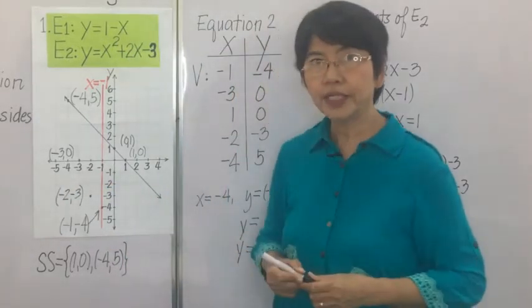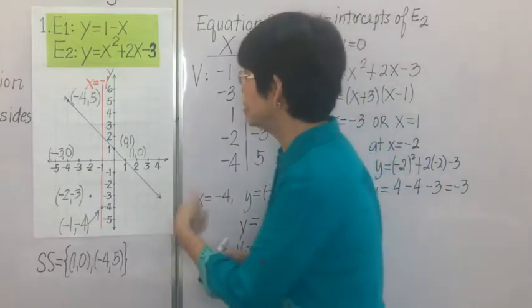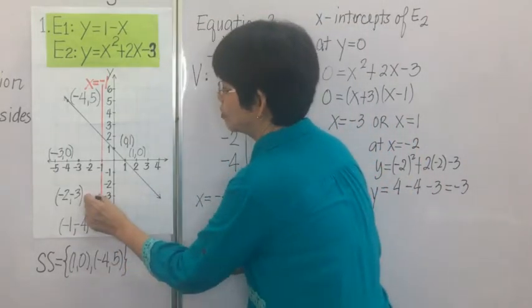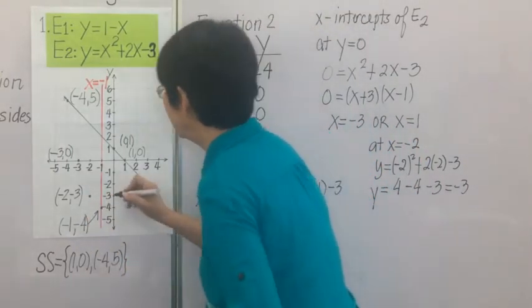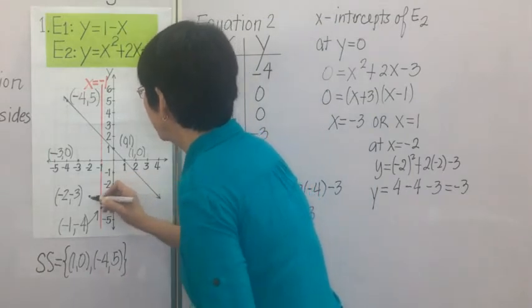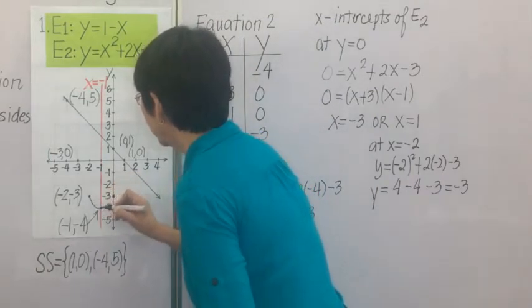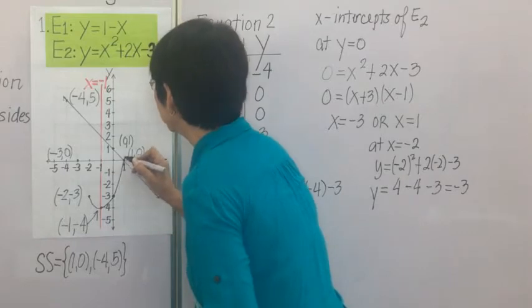And then we can reflect these points on the other side. So we have one point here and another point here. And we can sketch the graph.